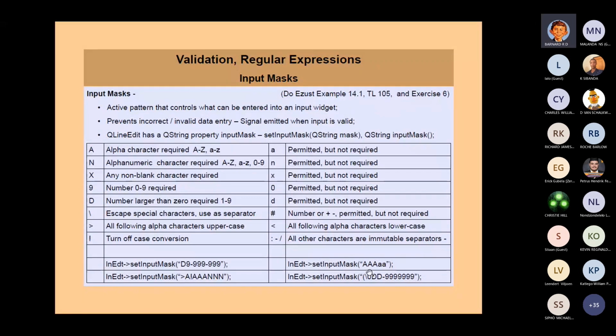Then another example, 3 capital A's means an alphabetic character is required, which can be uppercase or lowercase. And then the 2 lowercase a's means that they're permitted but not required. So what that effectively means is an alphabetic character input between 3 and 5 characters.